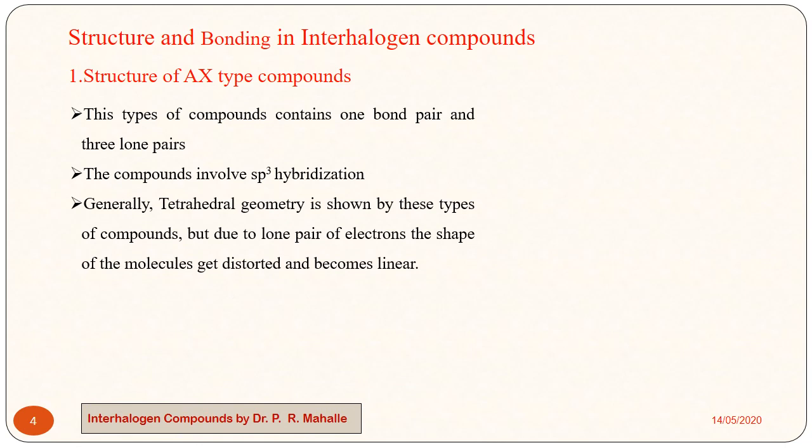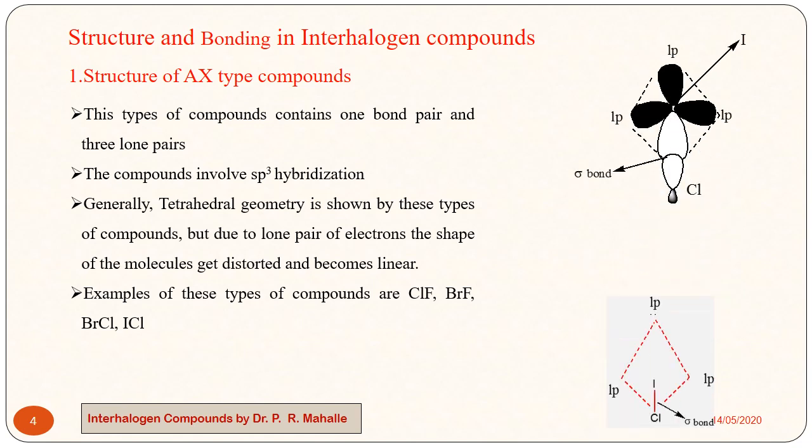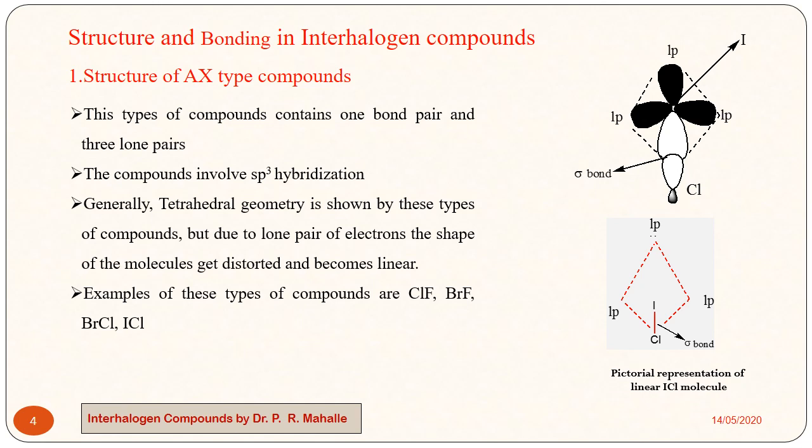Generally, tetrahedral geometry can be shown by these types of compounds, but due to the presence of lone pairs of electrons, the shape of the molecule gets distorted and becomes linear. The examples of these types of compounds are ClF, BrF, BrCl and ICl. We can see here the pictorial representation of the linear ICl molecule, that is the iodine monochloride molecule.